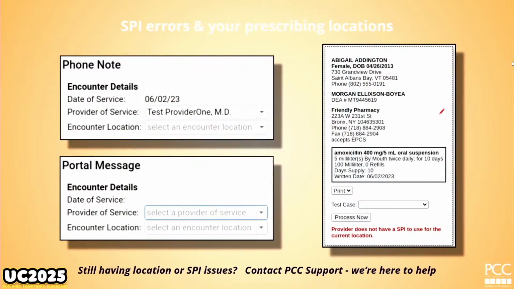If you don't have an SPI configured for your account, you're going to see stuff like what's here on the right-hand side. And you might say, I've been prescribing at my office for years. Why am I seeing this now? It might be that your encounter on the EHR side simply doesn't have the location listed. This happens a lot with phone notes or portal messages. Your patients don't even know what an SPI is. They don't know what location you're at.